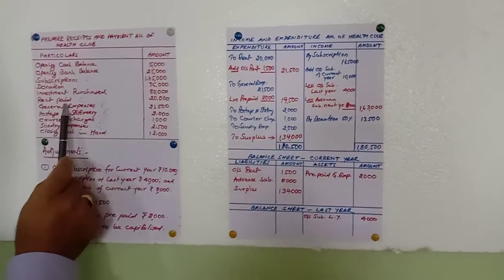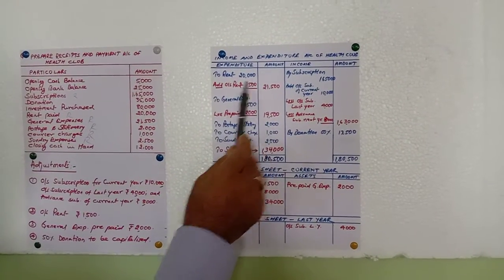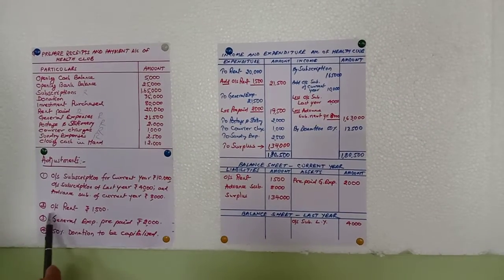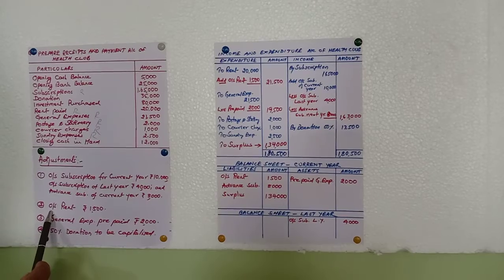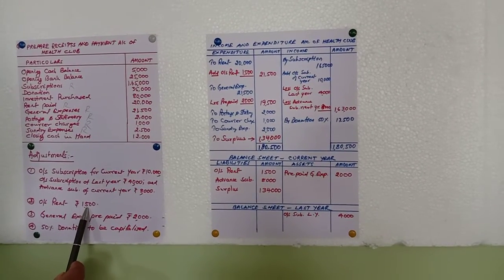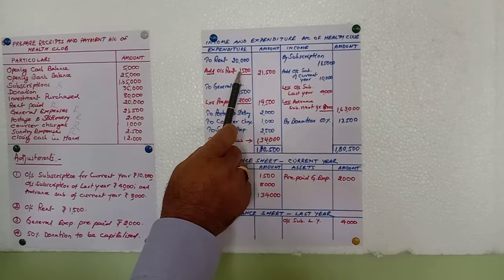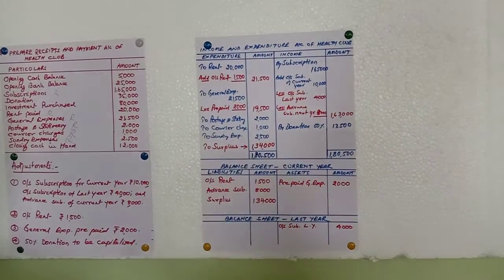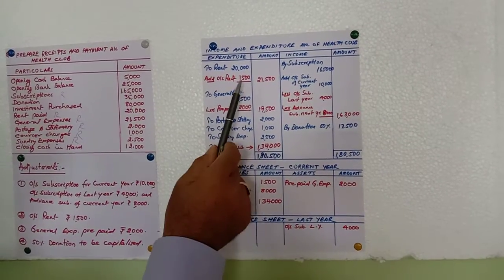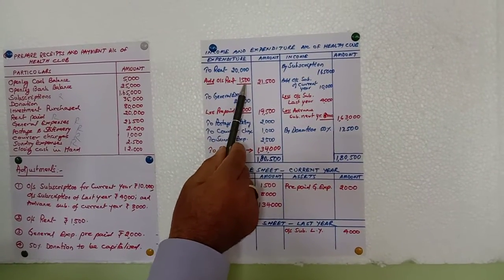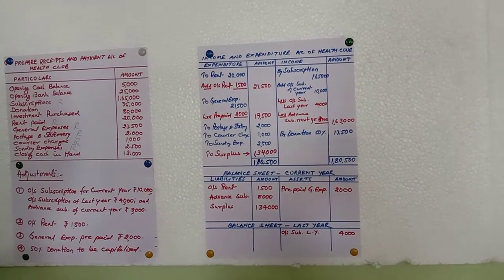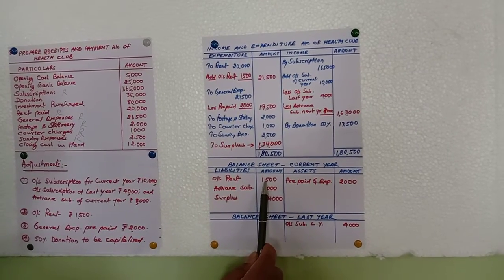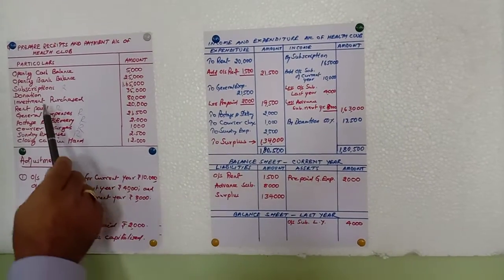Like for example, first is rent. Now I have written rent as 20,000 from the question, that is 20,000 rent. In the adjustment, second adjustment says outstanding rent 1500. So I have added 1500. So 21,500 will be there. You know that every adjustment will have two effects. So second effect of 1500 will be going to balance sheet, that is current year balance sheet 1500 as liability. So the first one is over.